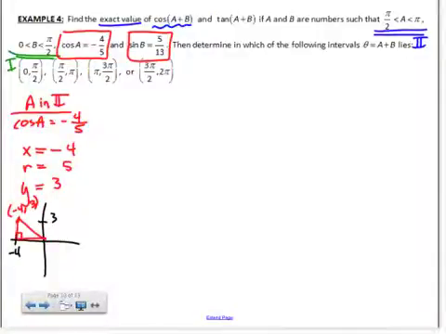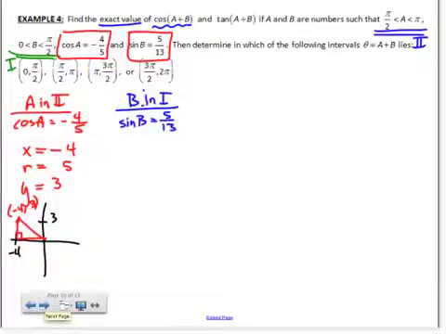Now, let's talk about angle B. We know angle B is in quadrant 1. Now, that's kind of cool. And we have that the sine of angle B is 5/13. In quadrant 1, all of our x and y's are positive. Once again, we don't know that the length of the y coordinate is 5, but if we let y be 5 and we let r be 13, then x in this scenario has to be 12.